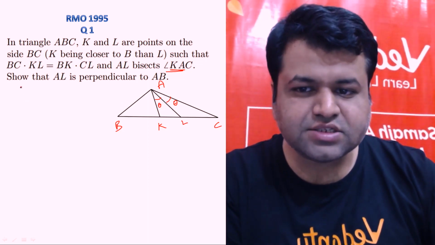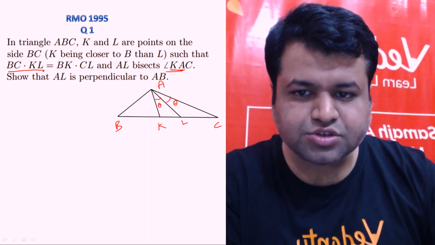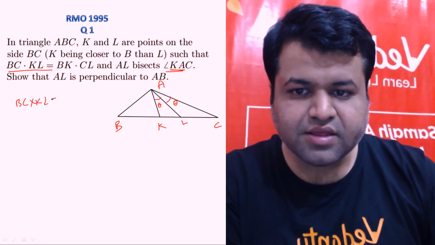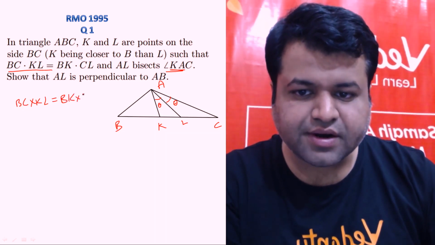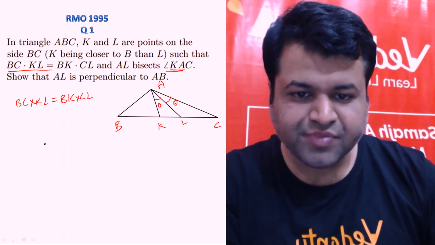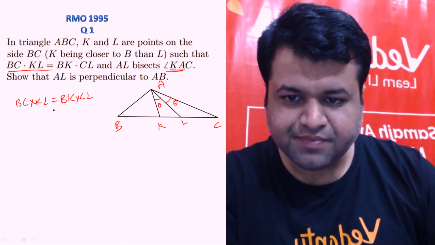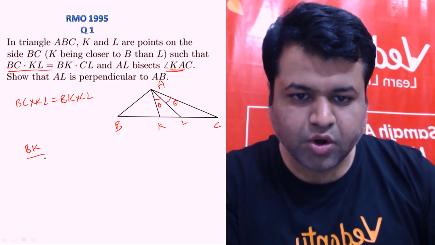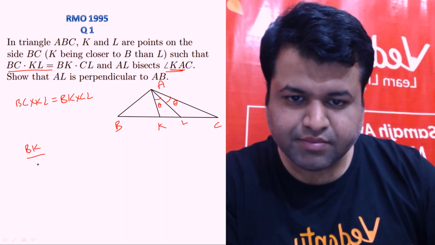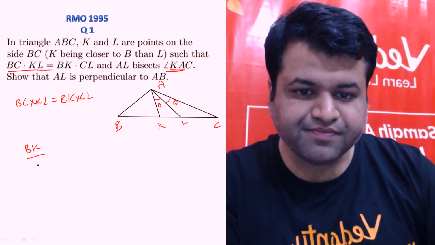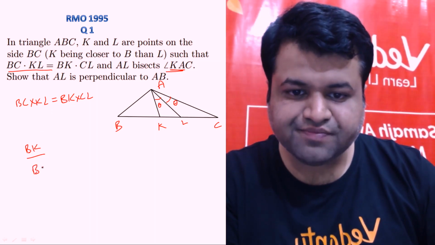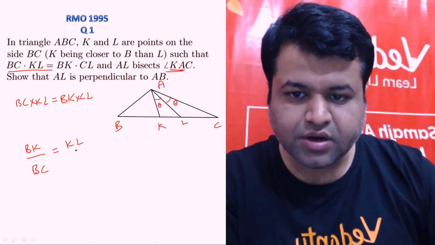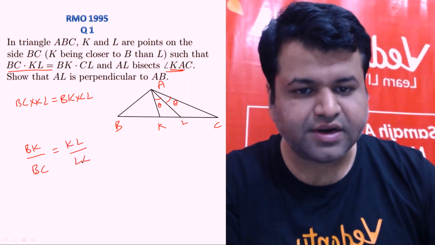In fact, one condition is also mentioned: BC into KL is equal to BK into CL, right? That is mentioned in the question. So if we divide by BC, then we can say that BK upon BC will be equal to KL upon CL or LC, right?